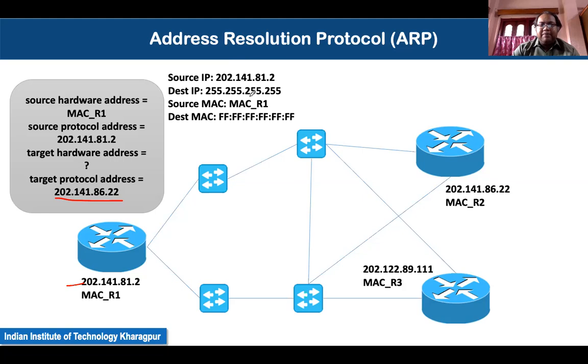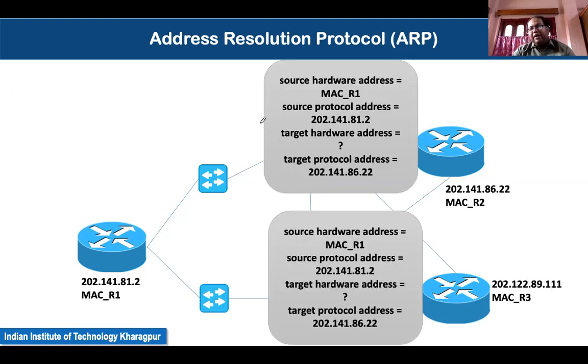Now this message is broadcast over the IP packet. So to broadcast a packet, your source IP would be 202.141.81.2. Destination IP would be all ones because it is a broadcast packet, ARP request. So you need to give the broadcast IP. The source MAC is the MAC of R1 and the destination MAC is broadcast. So that way the message is broadcast, and both the L3 devices which are here, they will receive that ARP request. Indeed, all the L3 devices in the network will receive that ARP request.